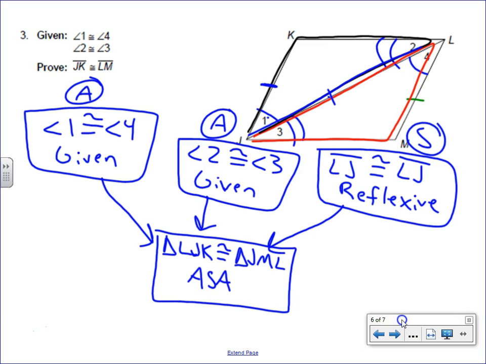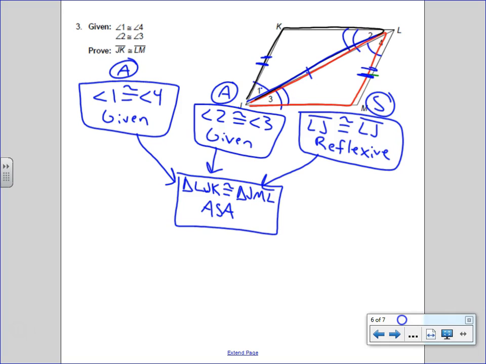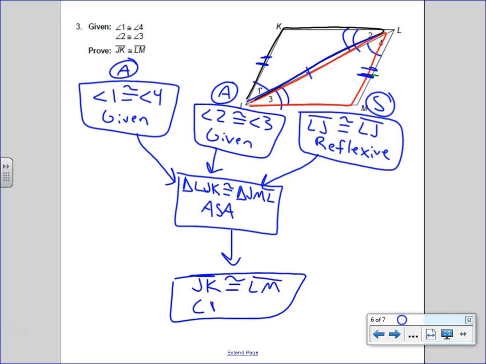And since JK and LM are corresponding parts of that triangle, I can now prove that JK is congruent to LM, because corresponding parts of congruent triangles are congruent. So it's just another way that you can write proofs. You might find that two-column proofs are easier, or maybe you prefer flowchart proofs. So just pick whichever format is easier for you to organize the information.